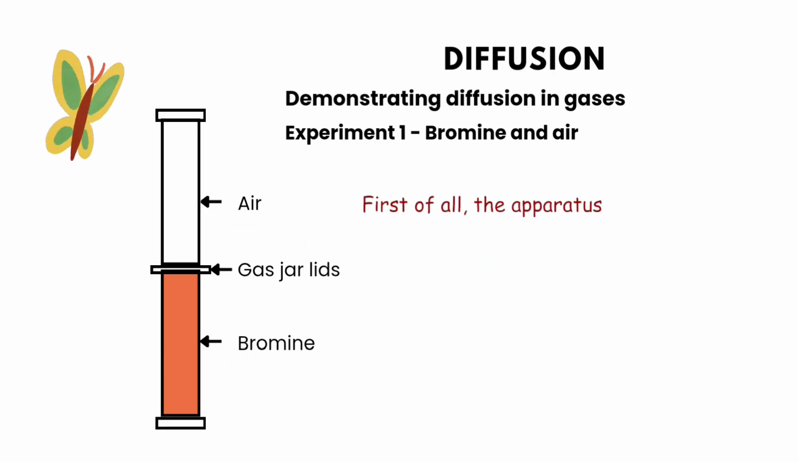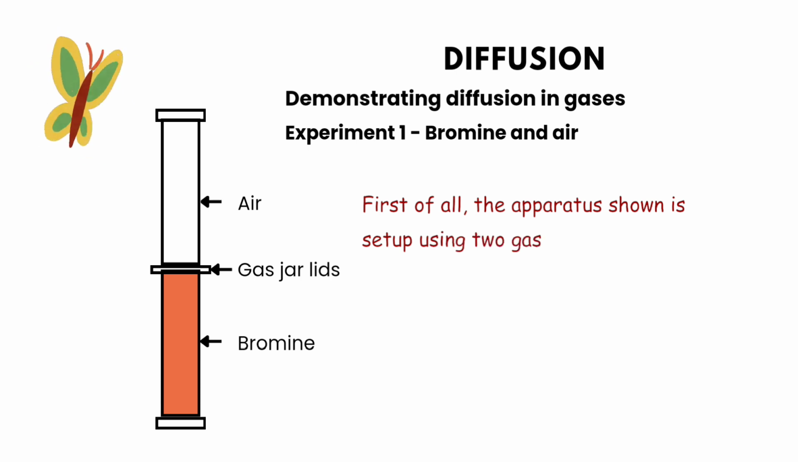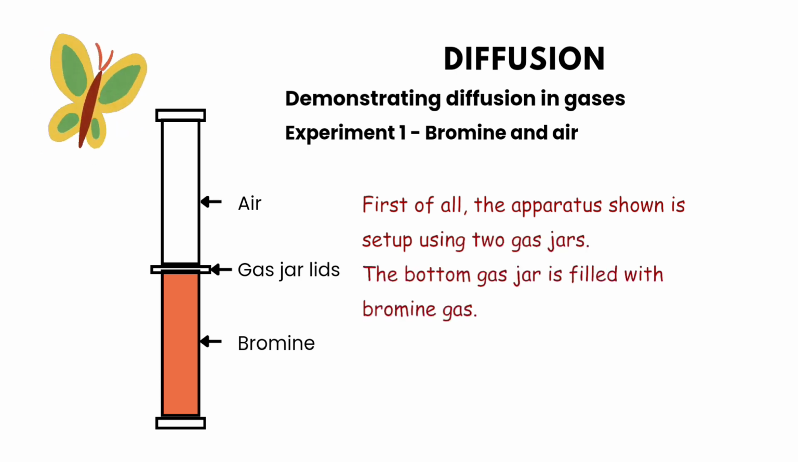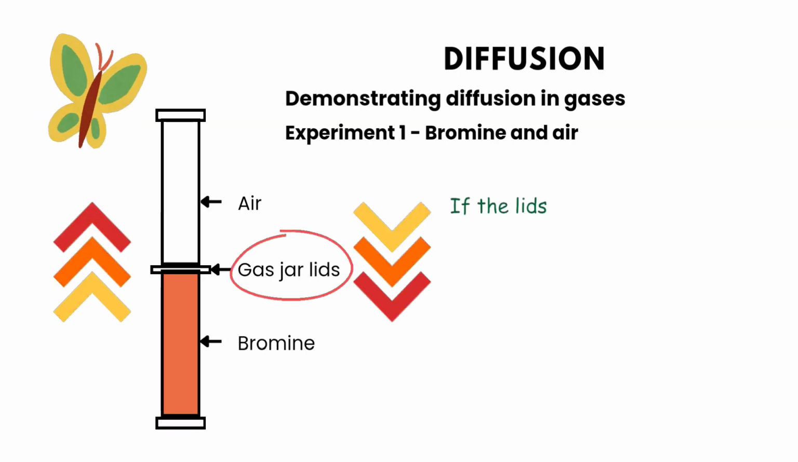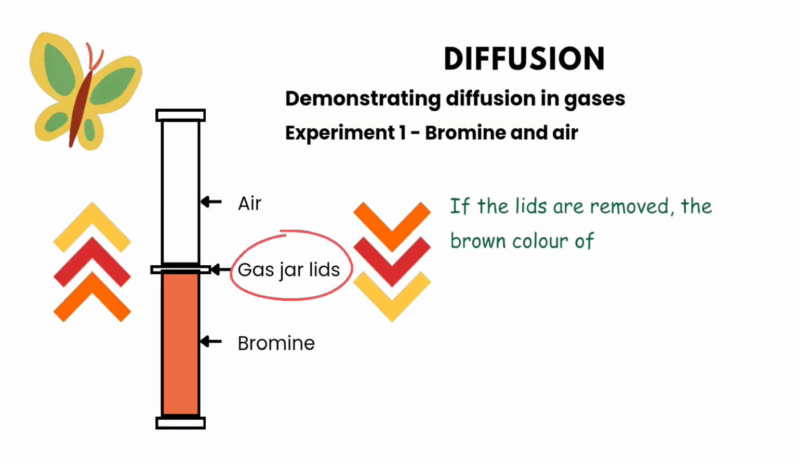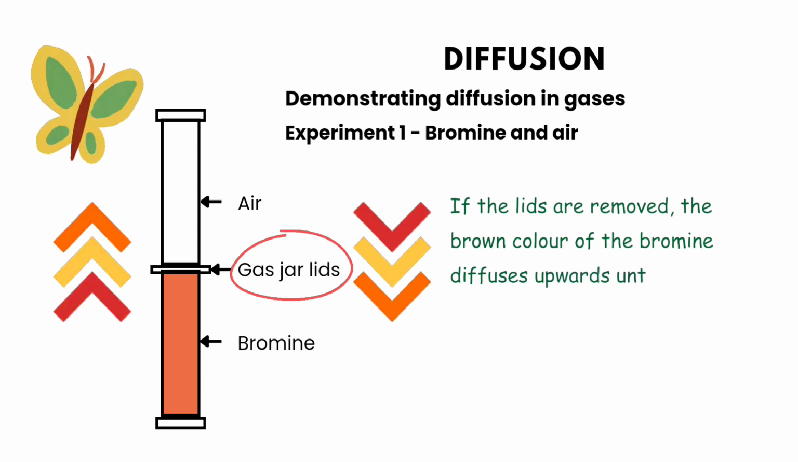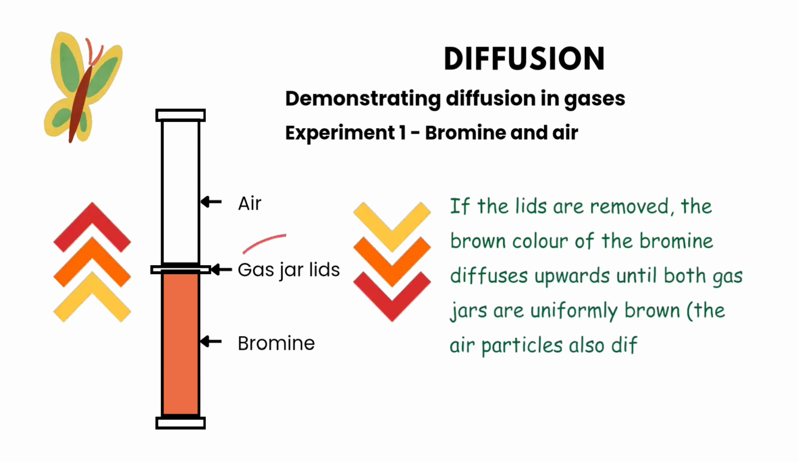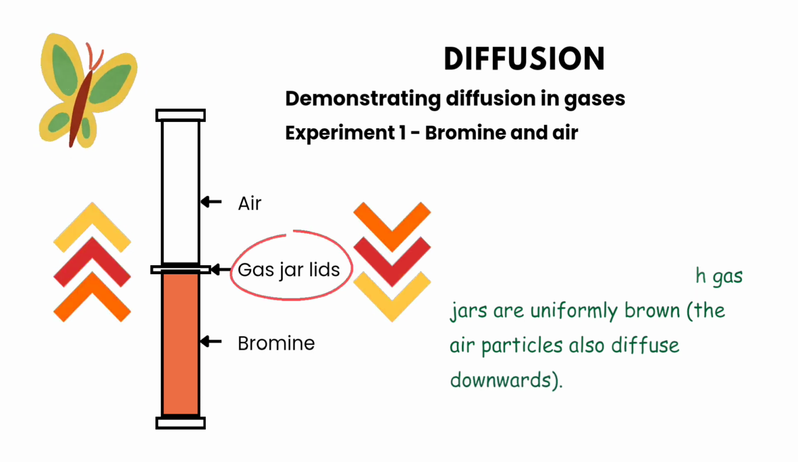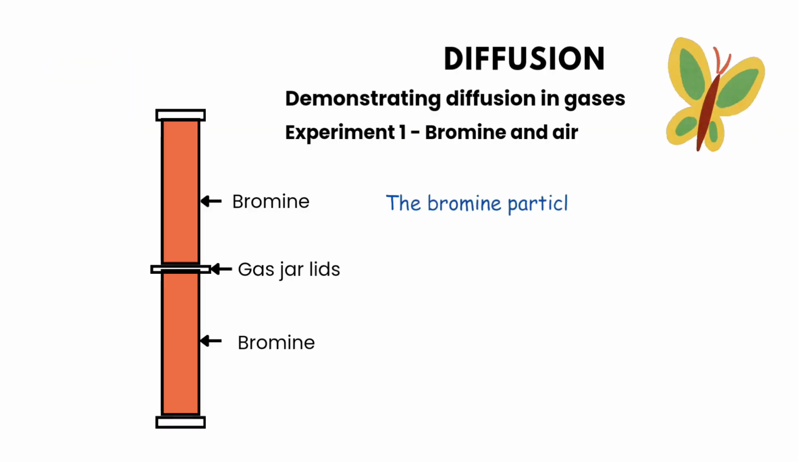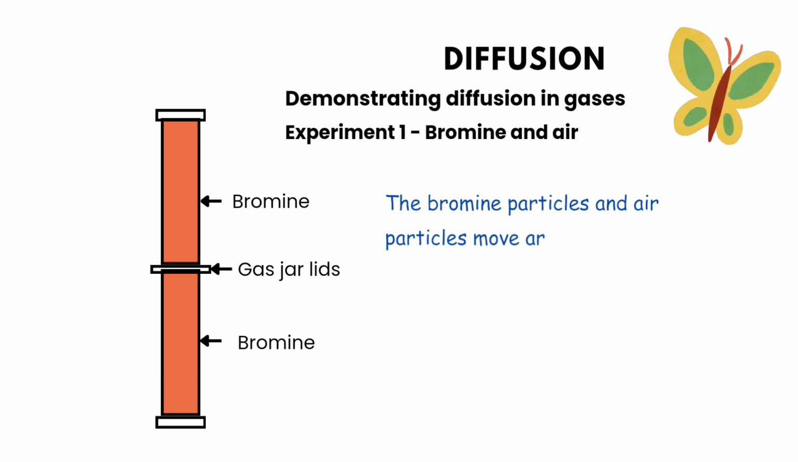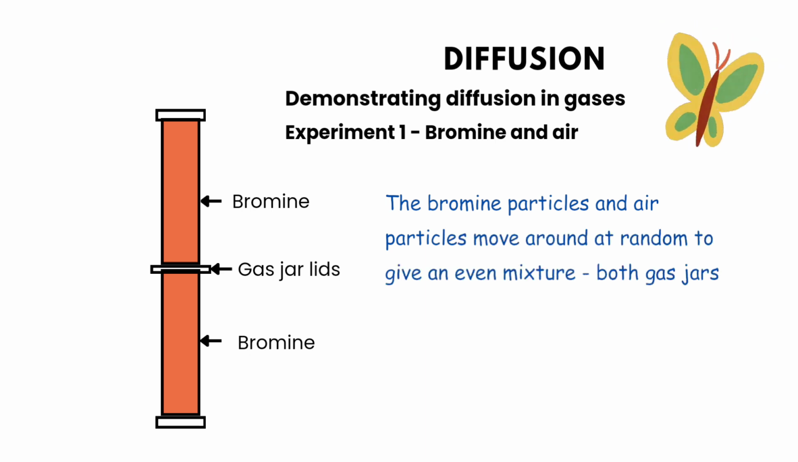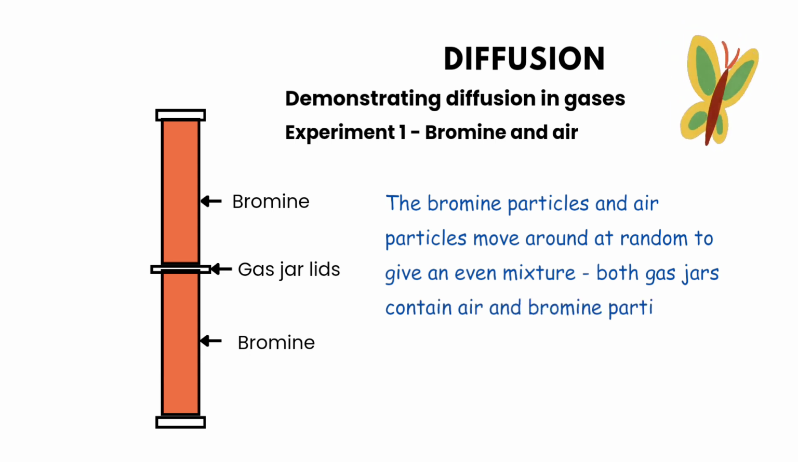First of all, the apparatus shown is set up using 2 gas jars. The bottom gas jar is filled with bromine gas. If the lids are removed, the brown color of bromine diffuses upwards until both the gas jars are uniformly brown. The air particles also diffuse downwards. The bromine particles and air particles move around at random to give an even mixture. Both the gas jars contain air and bromine particles.